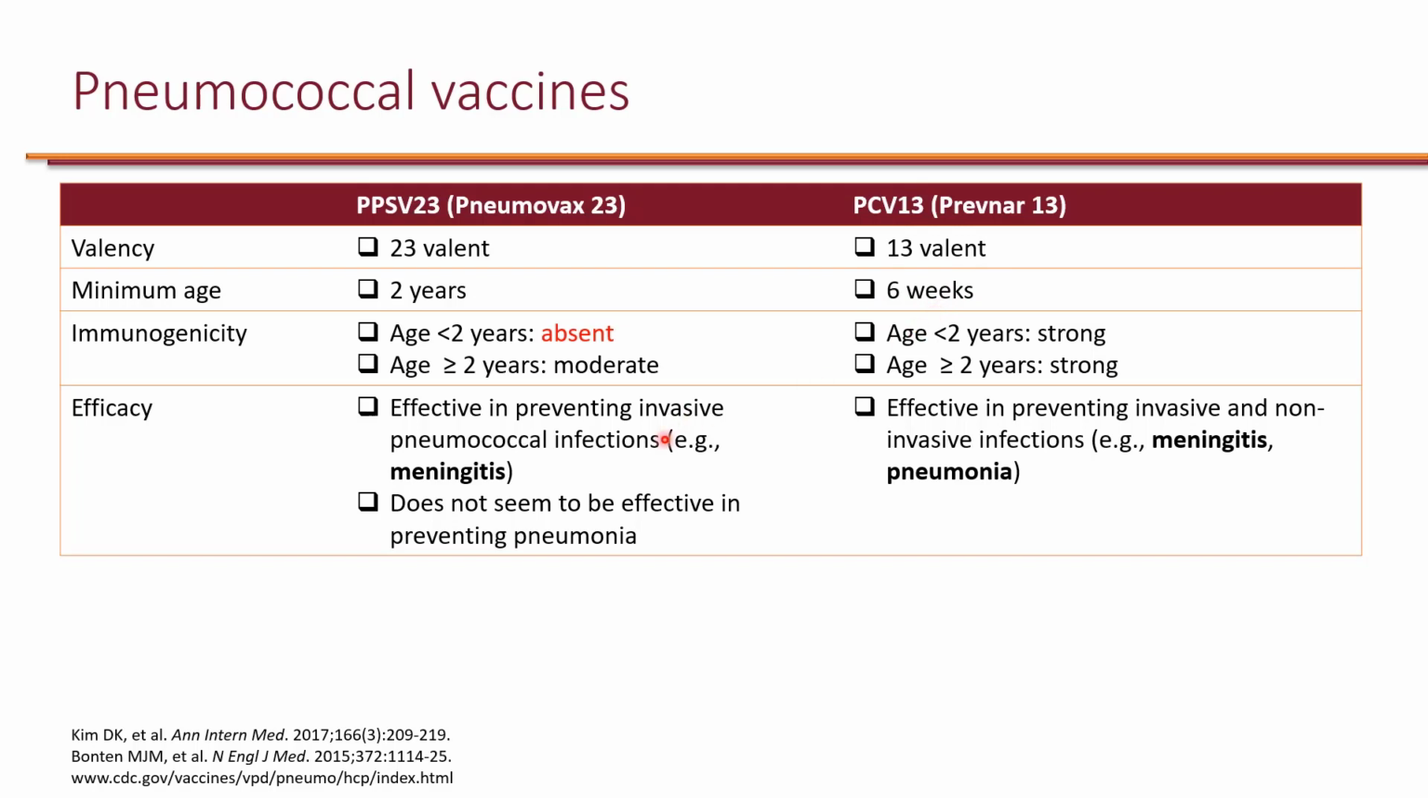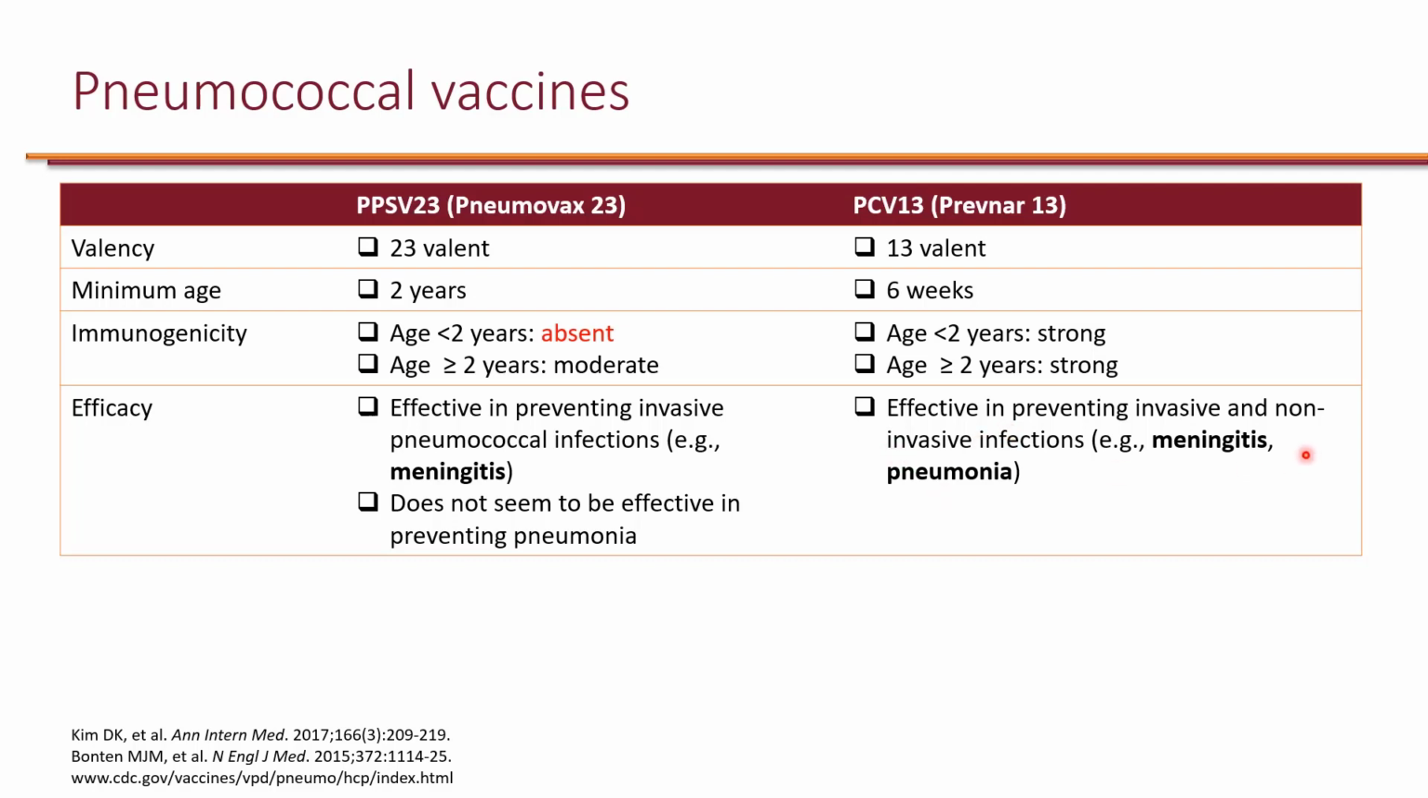So let's compare the efficacy. The pneumococcal polysaccharide vaccine is essentially effective in preventing invasive pneumococcal infection. So when we say invasive, think of meningitis, so essentially infection in the brain. And unfortunately, it does not seem to be effective in preventing pneumonia. None of the studies that evaluated polysaccharide have shown efficacy for preventing pneumonia. Whereas PCV is very effective in reducing invasive infections like meningitis, but it has also been shown to be effective in preventing non-invasive infections such as pneumonia.